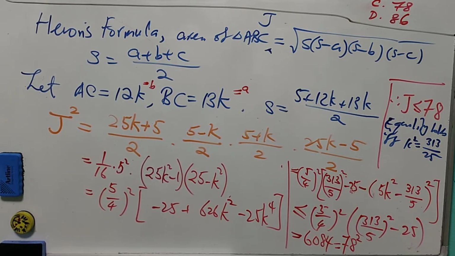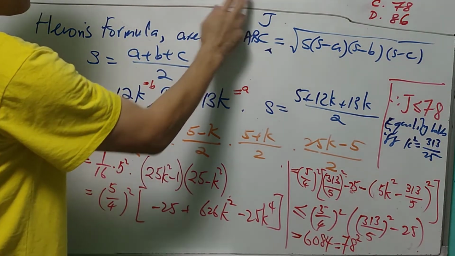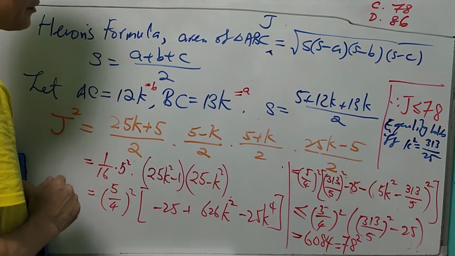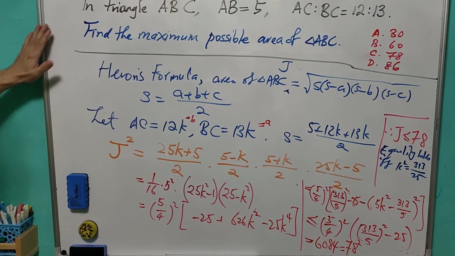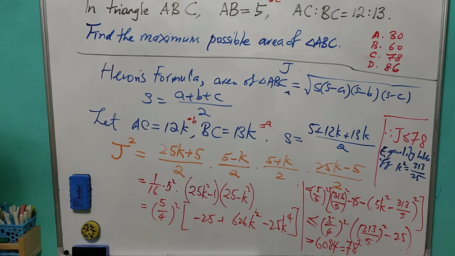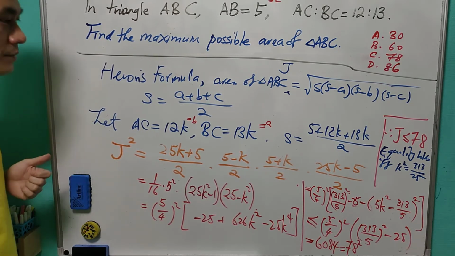And now we conclude that the maximum possible value of J will be equal to 78. And therefore the answer for this question is C. I'm happy to receive various methods to get the solution. For now, let's look at other people's solutions.